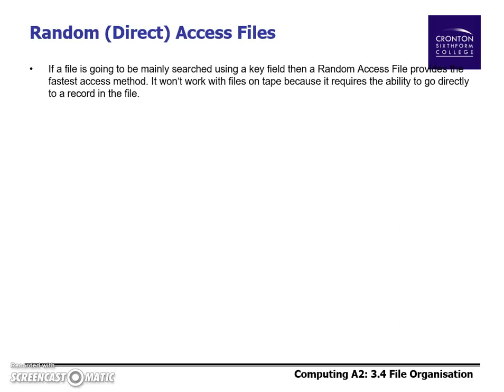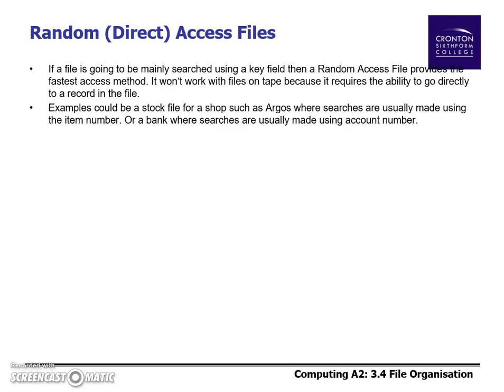If a file is going to be mainly searched using a key field, then random access file storage provides the fastest access method. It won't work with files on tape because it requires the ability to go directly to a record in the file. Examples could be a stock file for a shop such as Argos, where searches are made using the item number, or a bank where searches are usually made using the account number.